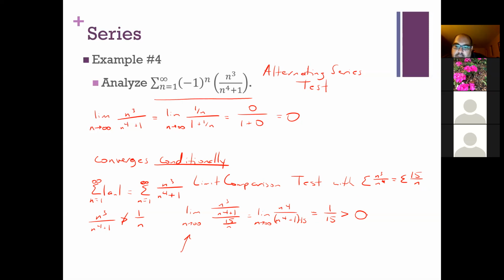So that's why, I mean, a couple ways to look at that. It's not necessary to bring in those multiplied constants, but also if you do, it's not going to change anything. You're still going to get a positive limit, which is all you really needed.